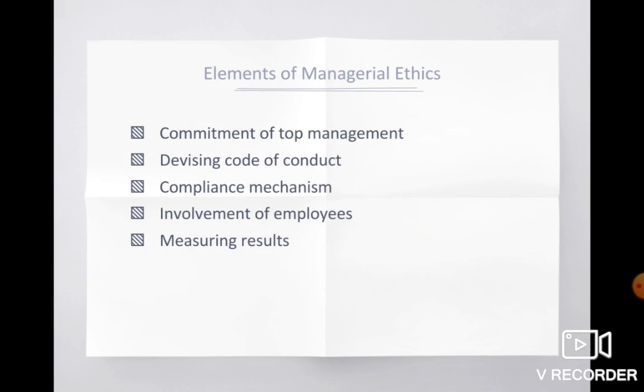So these are the basic elements of business ethics while running a business. The first one is commitment of the top management. Now, the top management, we've already seen, is the one that takes most of the decisions, and they are the ones that decide or guide the actions to be carried out by different people.